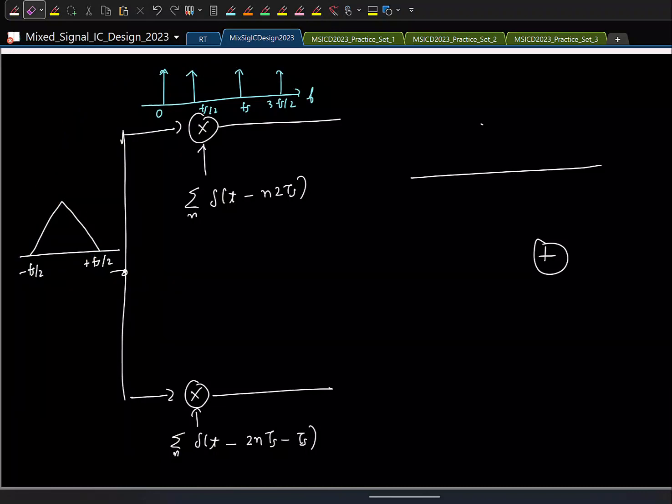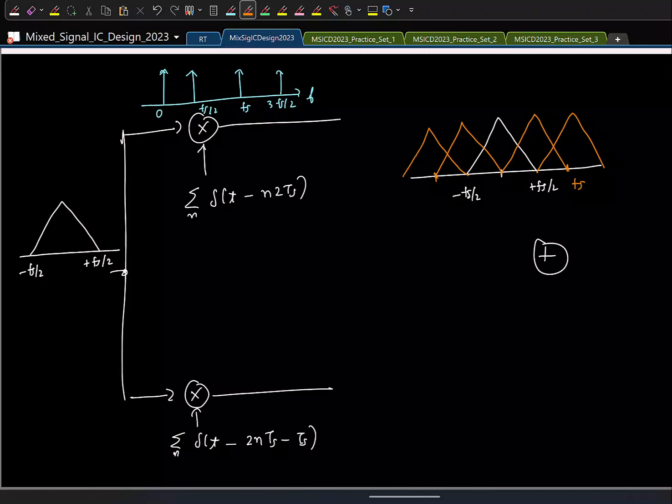We'll have replicas of the input spectrum. I'll have one replica around DC. Where will the next image or replica be located? Around fs by 2. So it will be centered around this point. So we'll have something like this. We'll have severe aliasing. This will be fs. So we'll have the next one here. Fine.